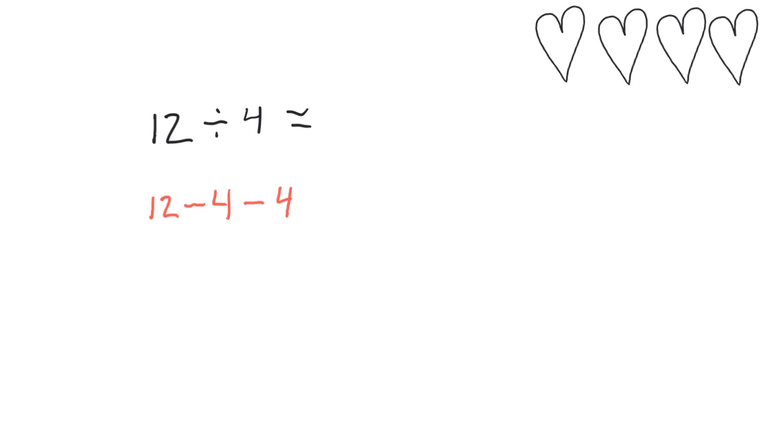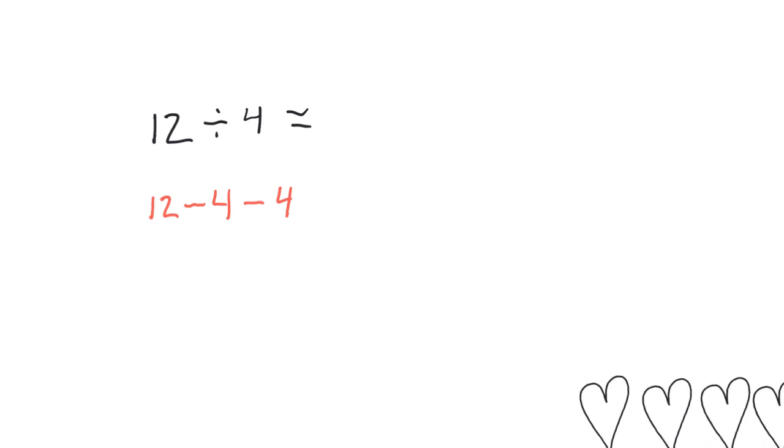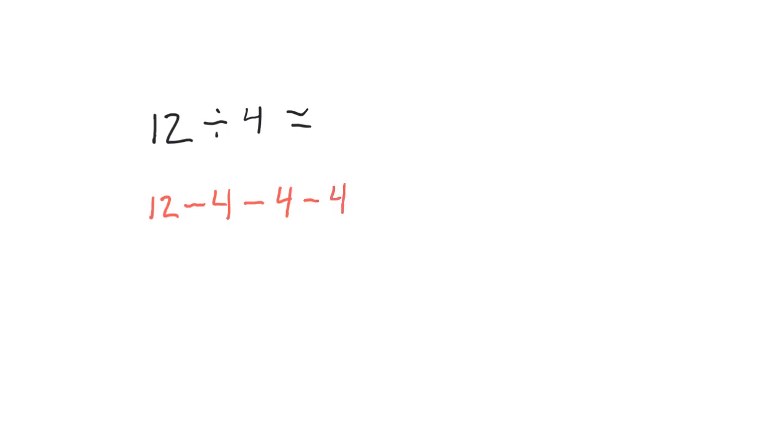So let's subtract our last group of 4 and record that. Now, this is the part that sometimes confuses people, but I think you can see it easily now, that we have 0. So our equation is 12 minus 4 minus 4 minus 4 equals 0, because we have 0 left after we subtracted all of our equal groups.